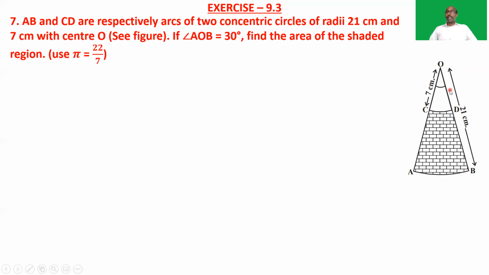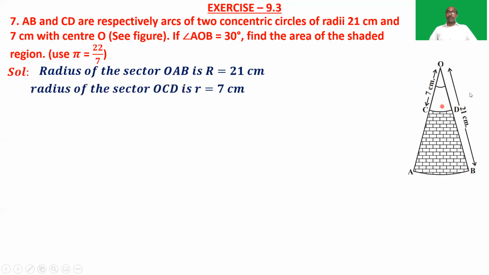That is, by subtracting the area of sector OCD from the area of sector OAB, we are left with the area of the shaded region. So let's take the solution. The radius of sector OAB is 21 centimeters, and the radius of sector OCD is 7 centimeters. Here I am taking the radius of the big sector as capital R and the radius of the small sector as small r.